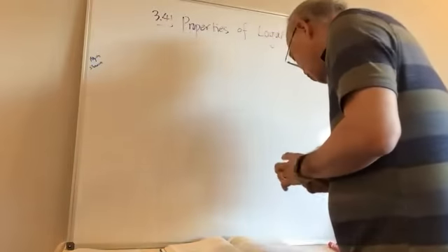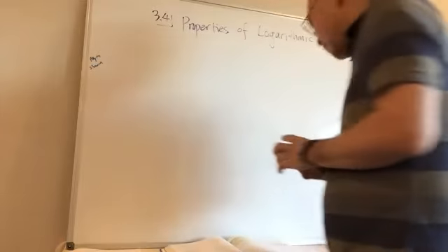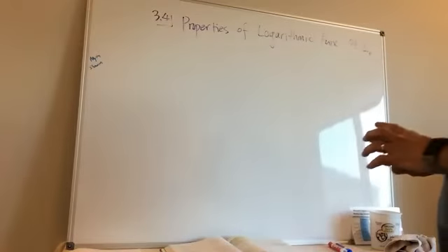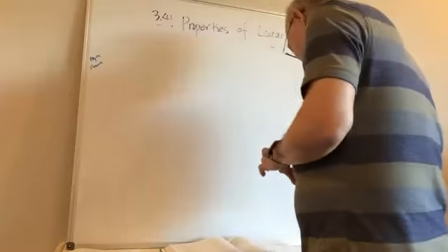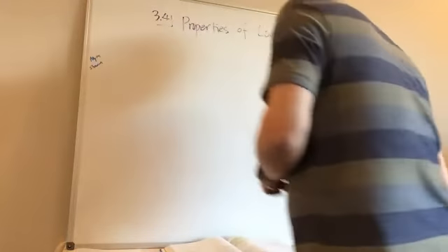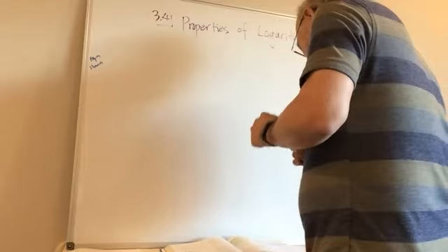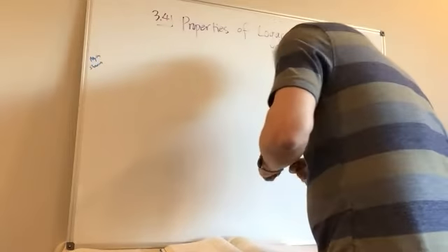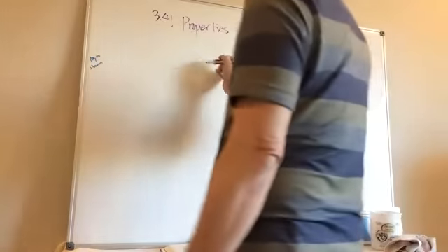So we're going to do 3.4 today. We are on page 283, properties of logarithmic functions. If you look in the middle, there's a blue box there on page 283. It gives you the product rule, the quotient rule, and the power rule.